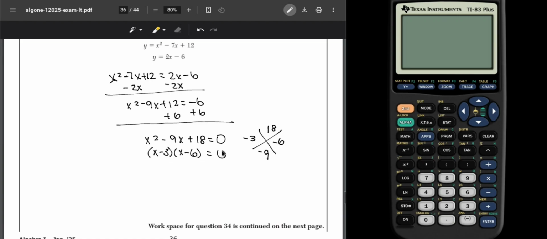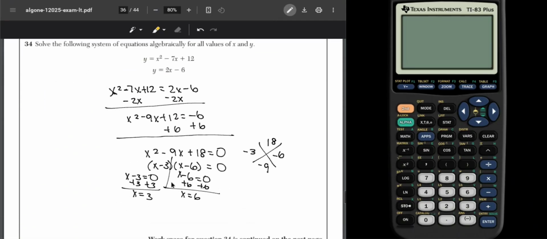Set them equal to 0 to find my values of x. So x minus 3 is equal to 0. I'm going to add 3 to both sides. X is going to equal 3. Now, same thing for 6. Set it equal to 0. Add 6 on both sides. X equals 6. I found my values of x, but remember, I need to also find all values of y.